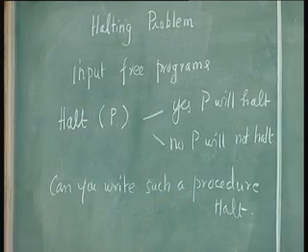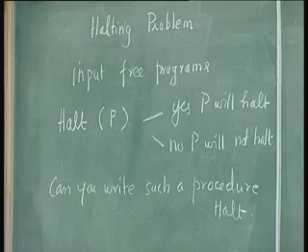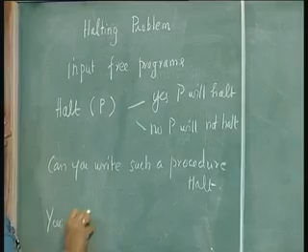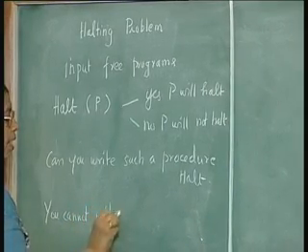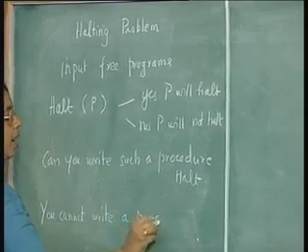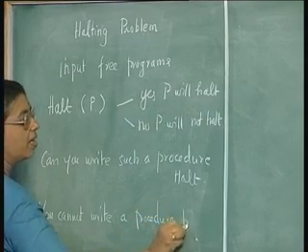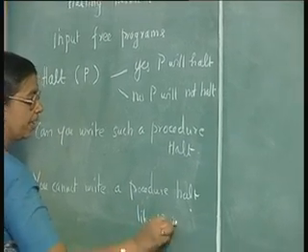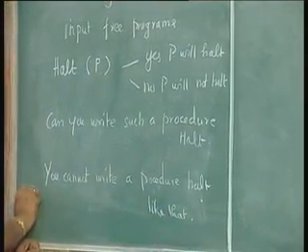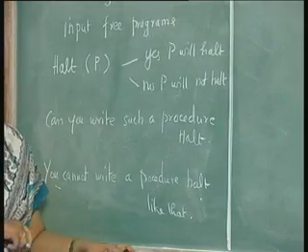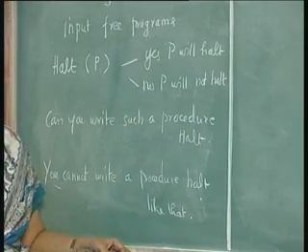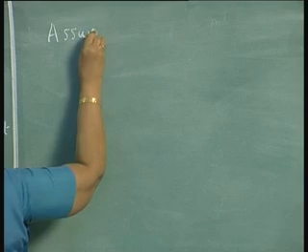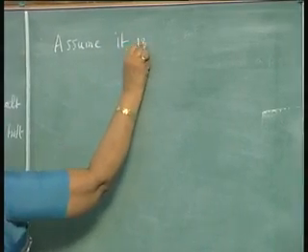The thing is, you cannot write such a program halt. That is what we want to prove. You cannot write a procedure halt like this. This is the theorem you want to prove. Now, how do we do it? We will use proof by contradiction. Assume it is possible to write a procedure halt.